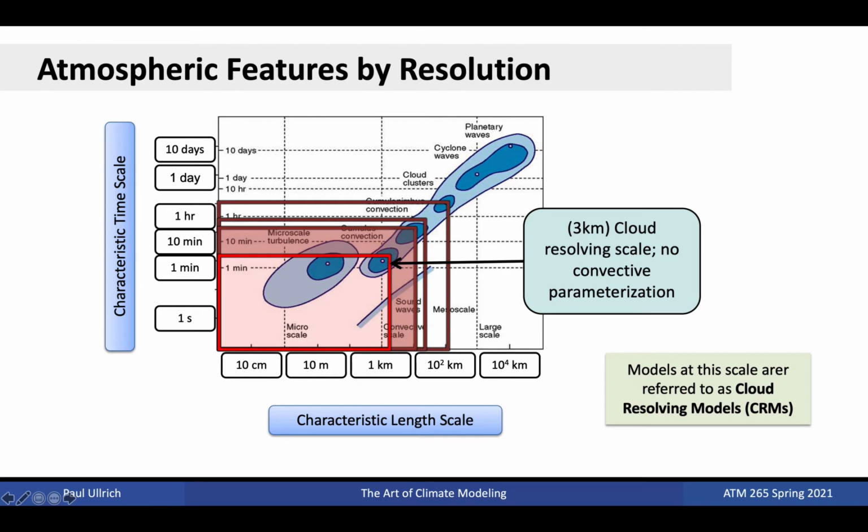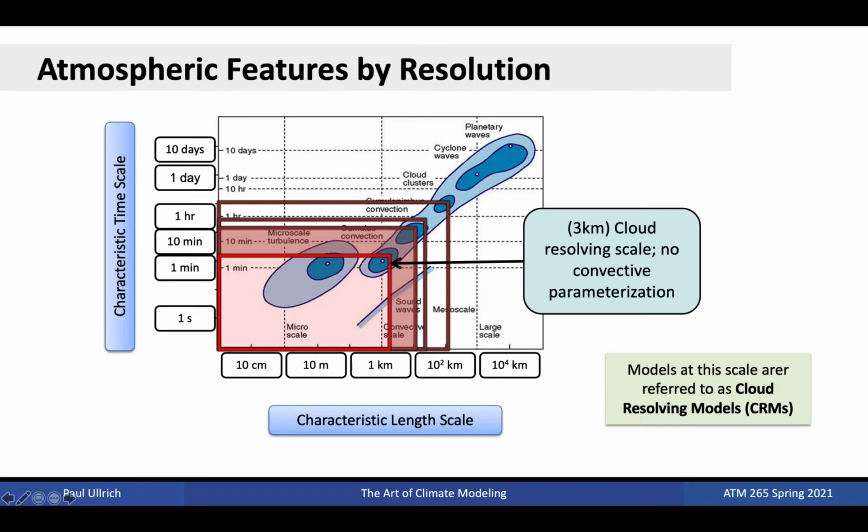If modelers push through the gray zone to a grid spacing of 3 kilometers, cumulonimbus convection becomes explicitly resolved and convection does not need to be parameterized. Models at this scale are typically referred to as cloud resolving models, or CRMs.